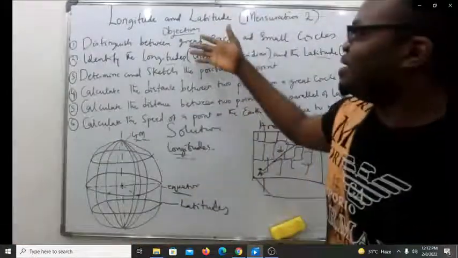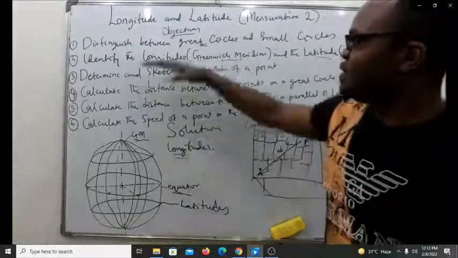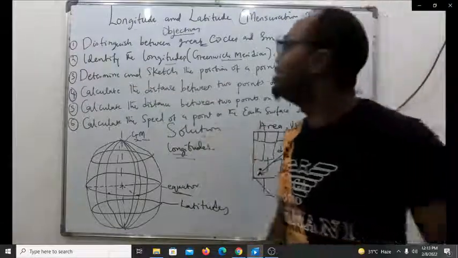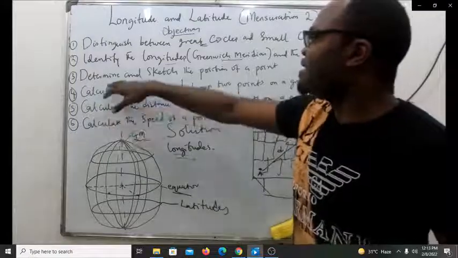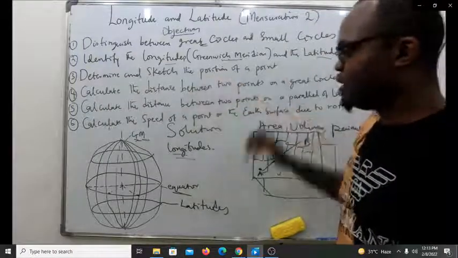You see, I just outlined the objectives and already we are solving them. So at least we'll get them to where we start doing calculations, which we'll do in the next class. Now let's look at the third objective. Determine and sketch the position of a point.